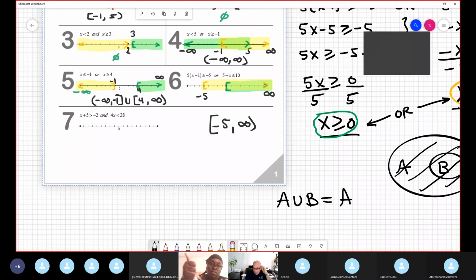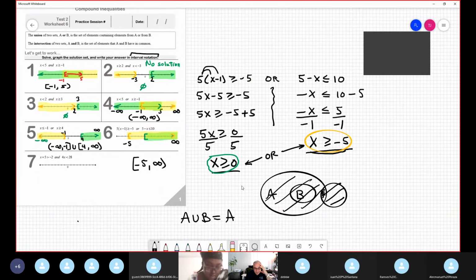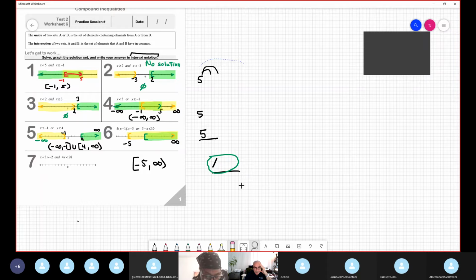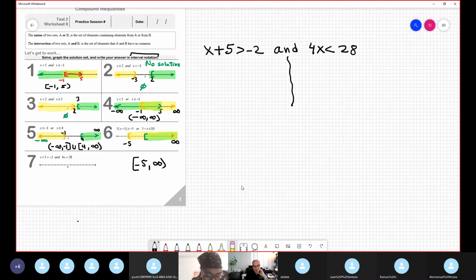Okay, let's move on to number 7. Let me erase that part. Okay, number 7 is x plus 5 greater than negative 2 and 4x less than 28. Okay, remember, you solve both inequalities separately.